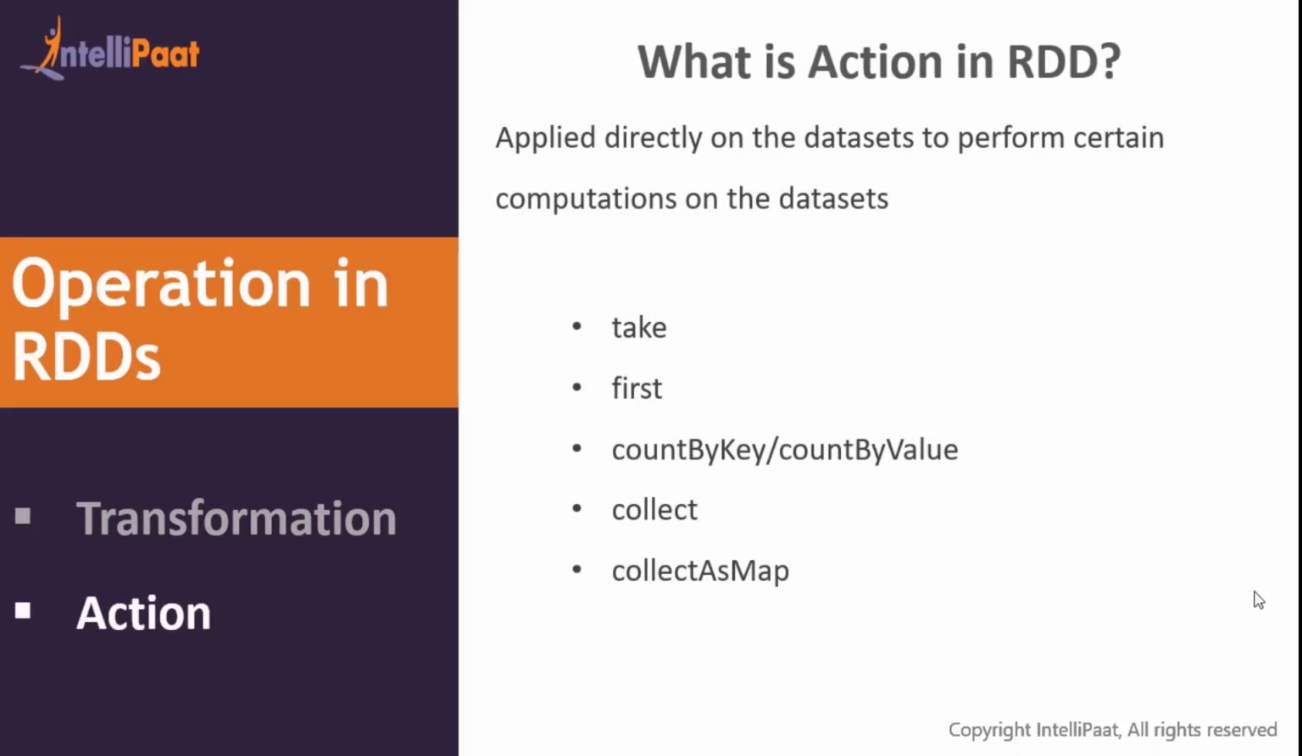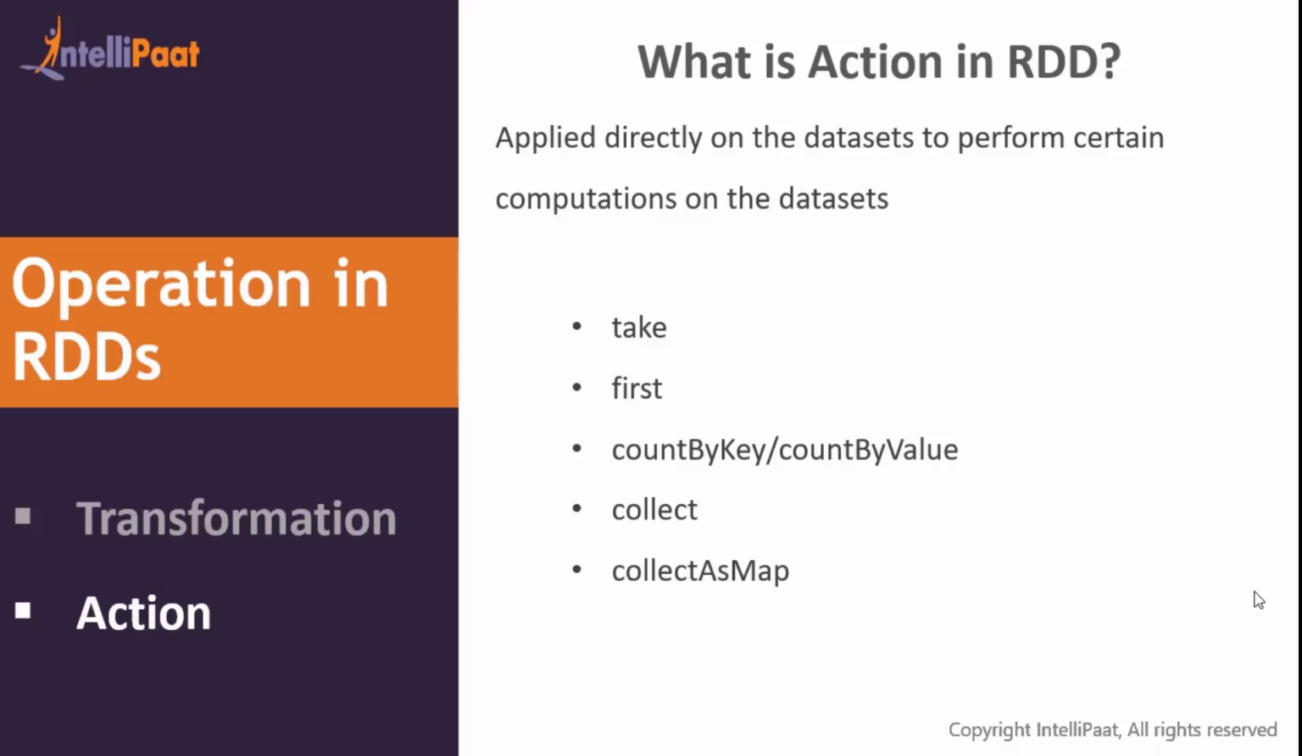An action in Spark returns the final result of RDD computations. It triggers the execution using the lineage graph to load the data into the original RDD, thereby carrying out all the intermediate transformations and returning the final result to the driver program or writing it out to the file system. The lineage graph is the dependency graph of all the parent RDDs of an RDD.